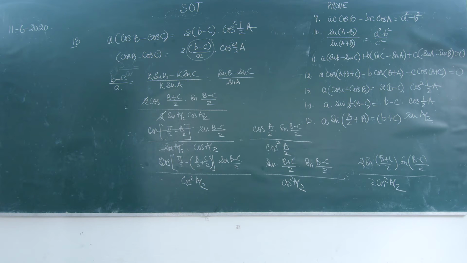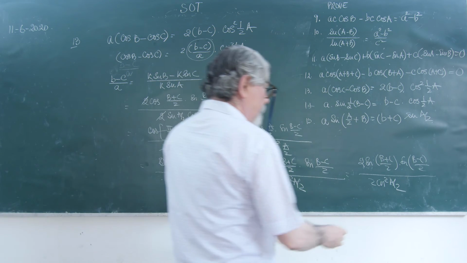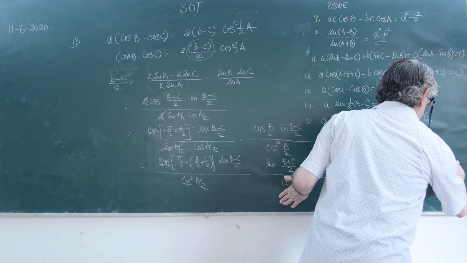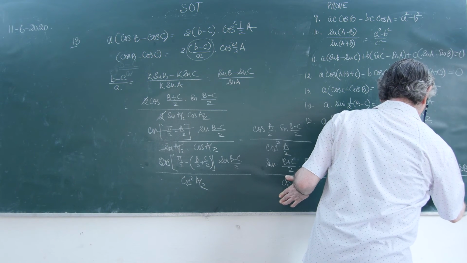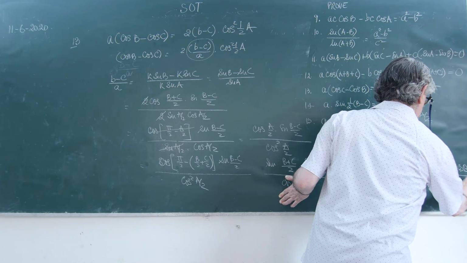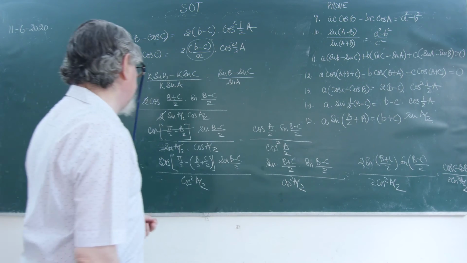It will become cos c minus cos b. Cos b minus cos c, or cos b plus cos c should have been that. It should be cos c minus cos b. It will become cos c minus cos b upon 2 cos square a upon 2.